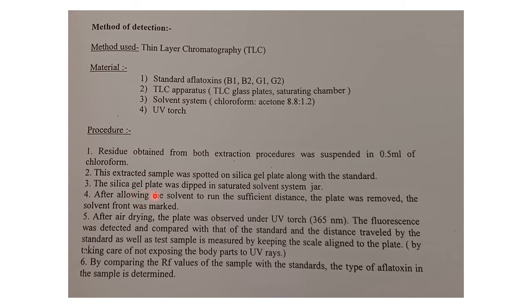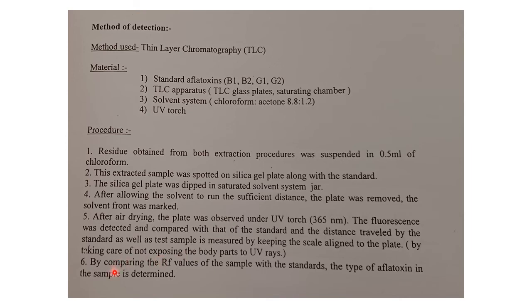The silica gel plate was dipped in a saturated solvent system jar, and after allowing the solvent to run a sufficient distance, the plate was removed and the solvent front was marked. Okay, immediately you have to do this. Then after air drying, the plate was observed under a UV torch and the fluorescence was detected and compared with that of the standard, and the distance traveled by the standard as well as your test sample is measured by keeping a scale aligned to the plate, taking care that you do not expose any body part to UV rays.